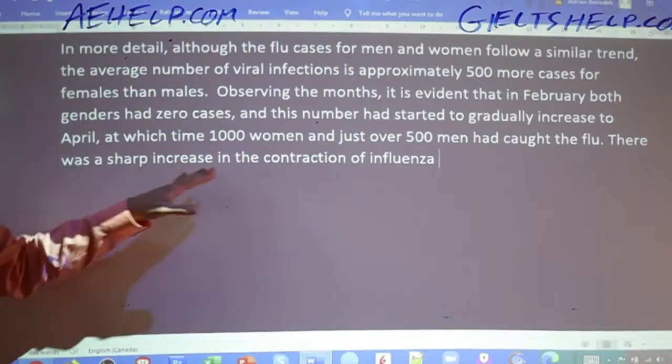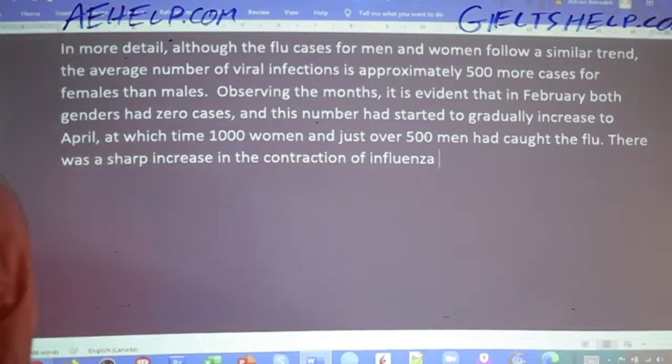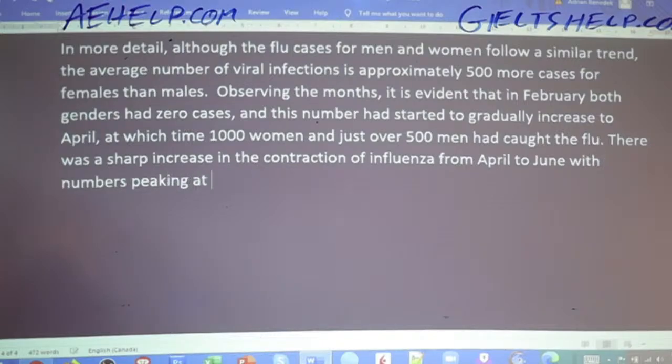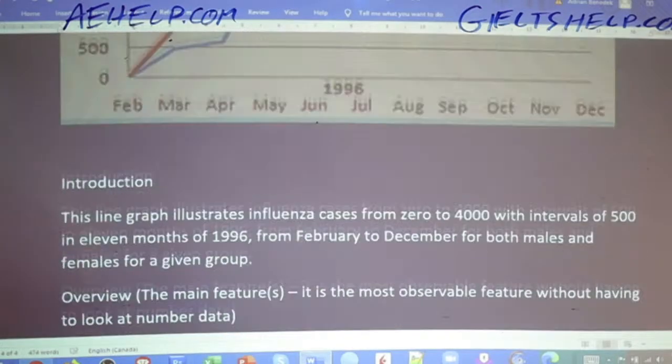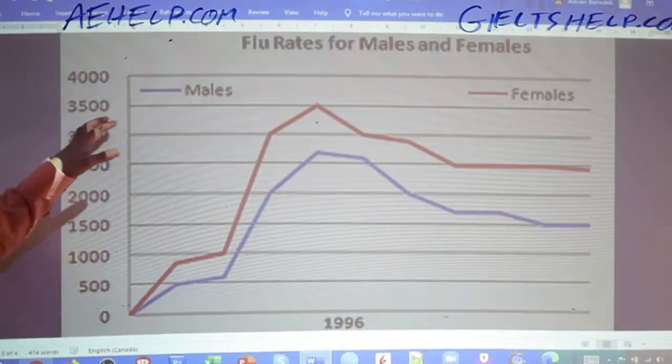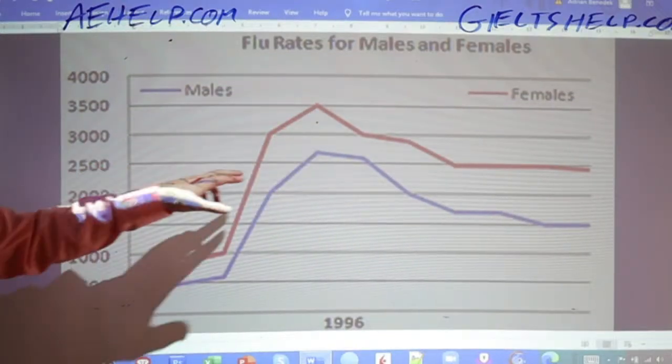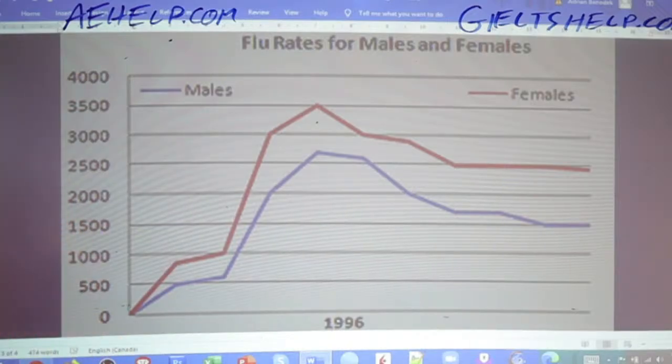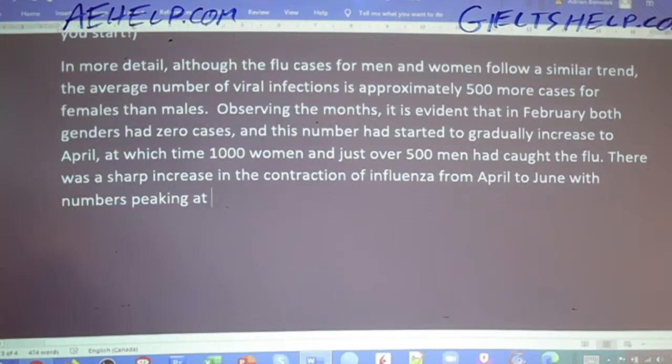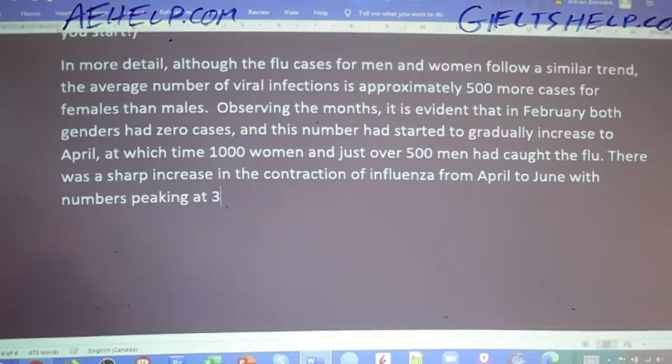There was a sharp increase in the contraction of influenza from April to June, with numbers peaking at, let's see, 3,500 for women, and around 2,600 for men. 3,500 for women. So numbers peaking at 3,500 for women and about 2,600 for men.